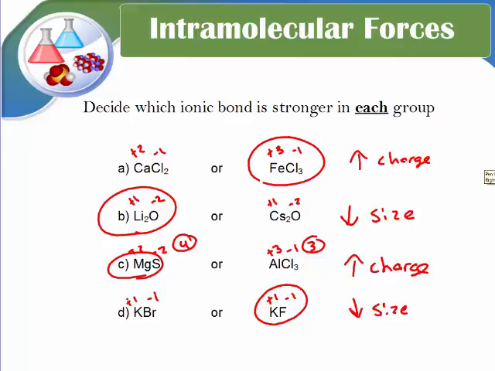All right, so checking your answers, A, you should have gotten FeCl3 because it had the higher charge. B, you should have got lithium oxide because the charges are the same, so we were looking at size, and lithium is smaller than cesium. For C, you should have got magnesium sulfide because when you multiply the charges, we get a 4 and a 3, and magnesium sulfide has a higher charge. And for the last one, KBr and KF, you should have gotten KF because fluorine is smaller than bromine.